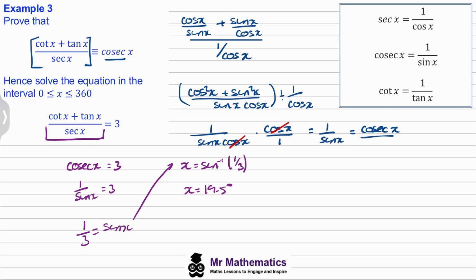To find the other solution, I'll sketch the CAST diagram. We're dealing with a positive, and sine is positive in the first quadrant and in the second quadrant. So x will equal 19.5, and for this one, we'll have 180 minus that 19.5. And we get 160.5 degrees.